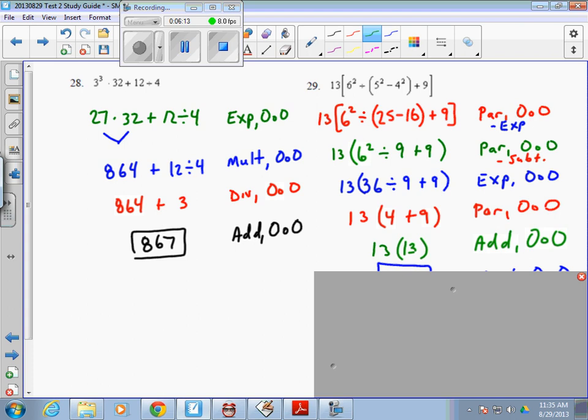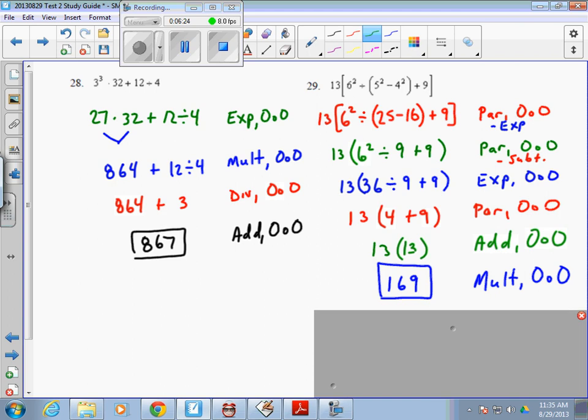That was doing what's inside parentheses. And that was adding because of order of operations. Now you have 13 times 13, which is 169. As the last step, you multiply according again to order of operations.